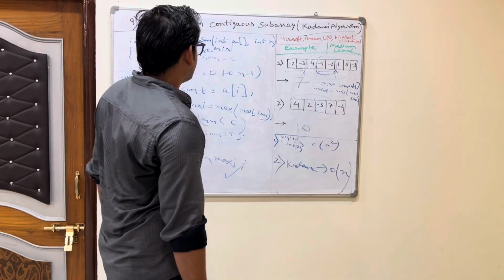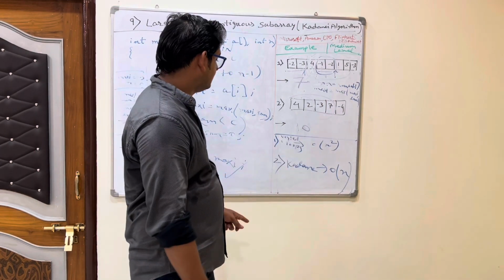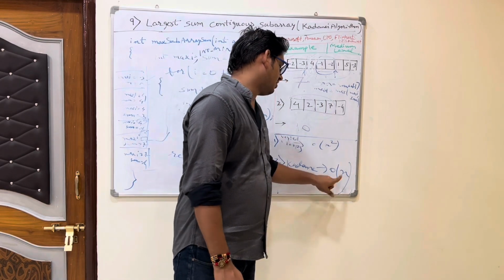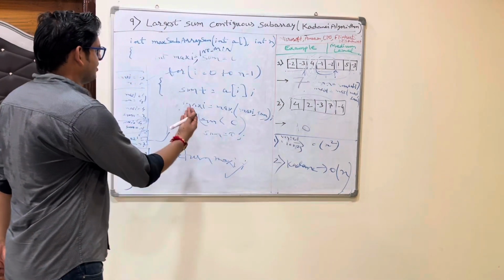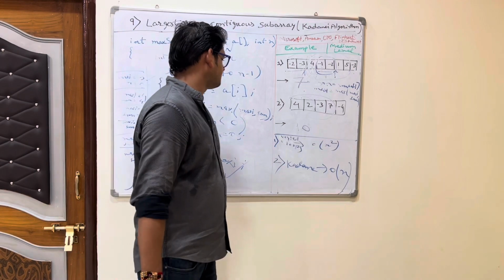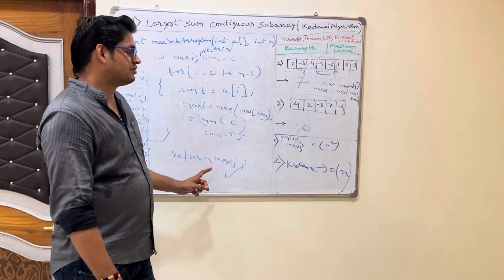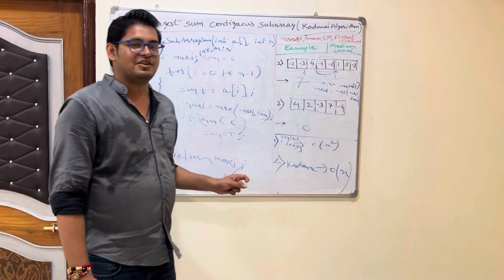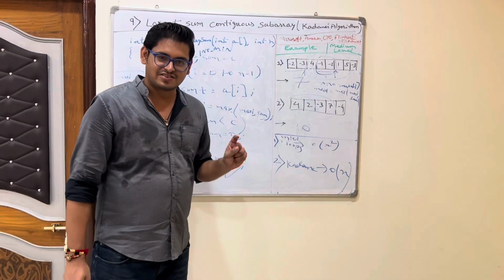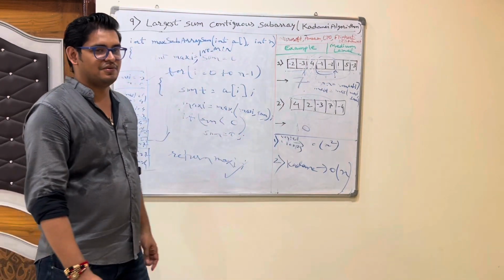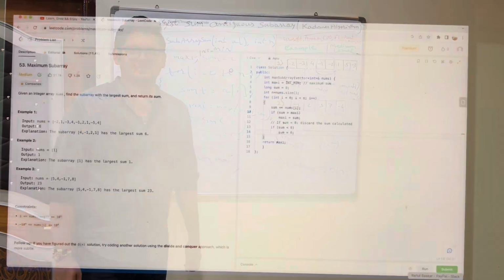Kadane's algorithm is very important, and the time complexity of this is order of n, the space complexity will be order of 1 because we have not taken any extra space. And so I think the solution is clear. The link to the question has been given in the description. Please try it yourself, and then let's discuss the code walkthrough.